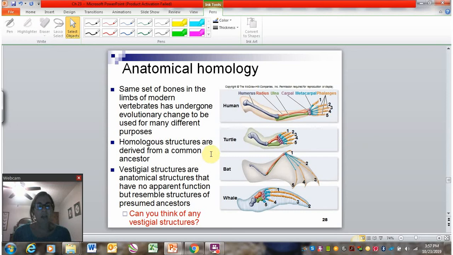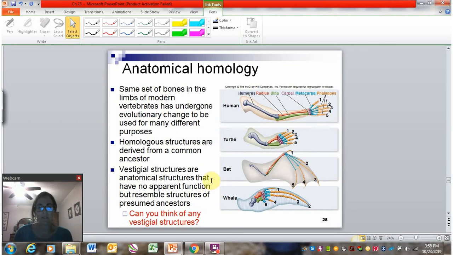So sometimes a structure that we inherit, a homologous structure that we inherit, can actually have no function, not even a modified function, but no function anymore. And these are called vestigial structures. So vestigial structures are anatomical homologies that we inherited from an ancestor, but that have no apparent function anymore. So this can include things like, for example, our tailbone. We don't have a tail anymore, so the tailbone is just a remnant.